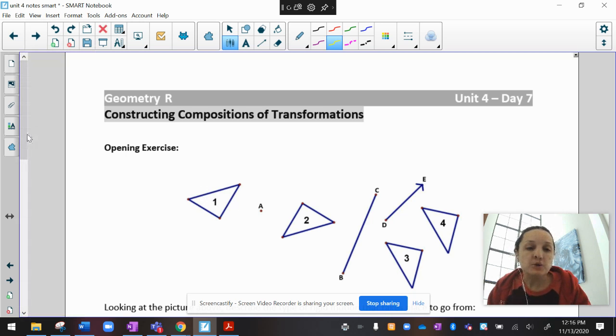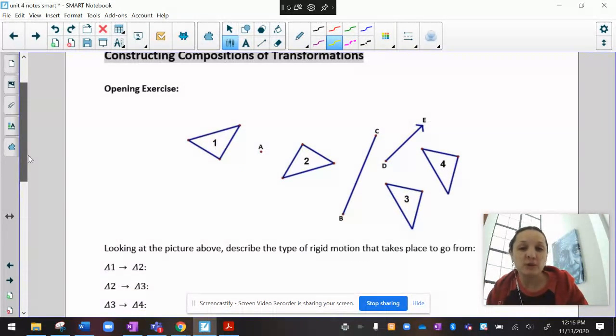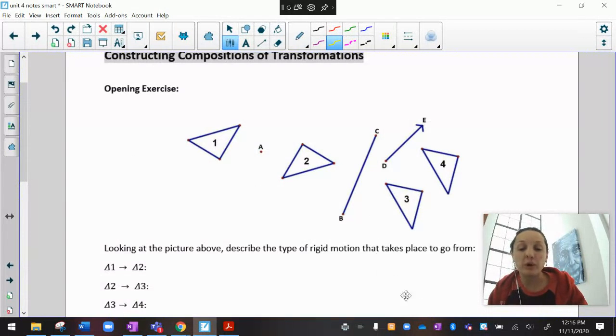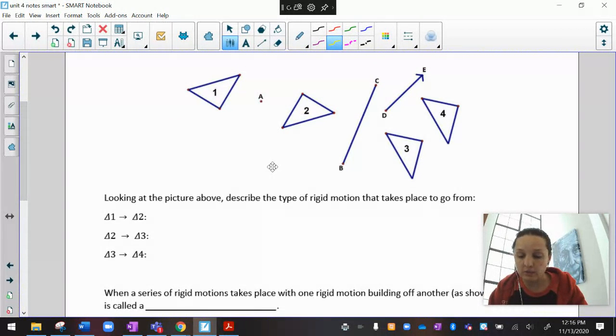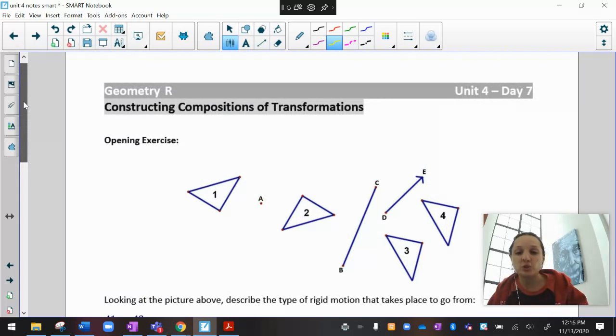Let's go. So today we're going to talk about compositions of transformations, which is just a really fancy way of saying multiple transformations in a sequence. I am on page 14 in your packet, most likely. So take your packet out, find the compositions notes, and let's go.